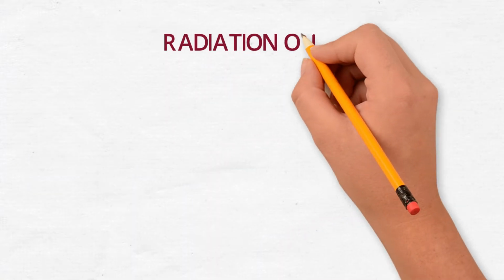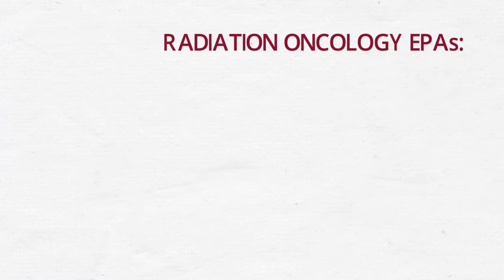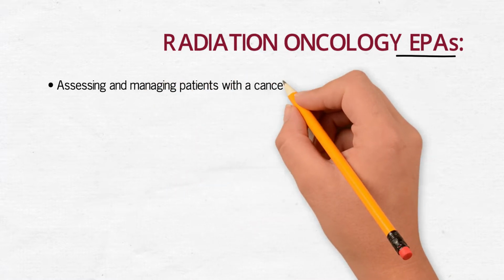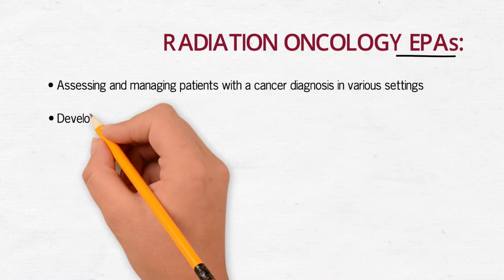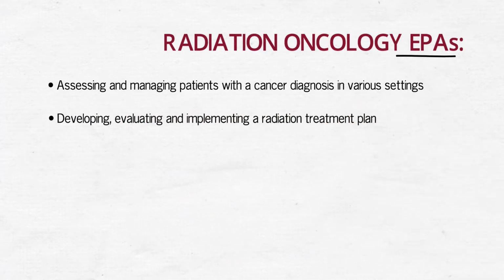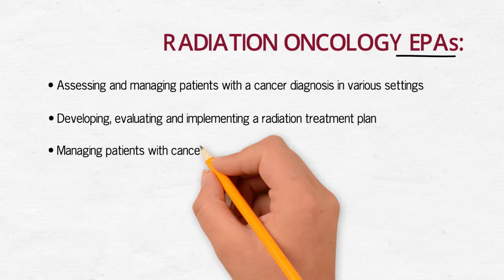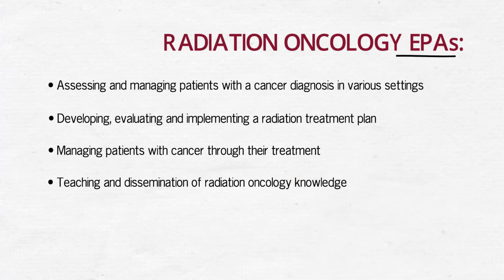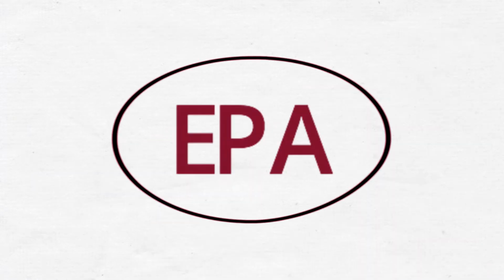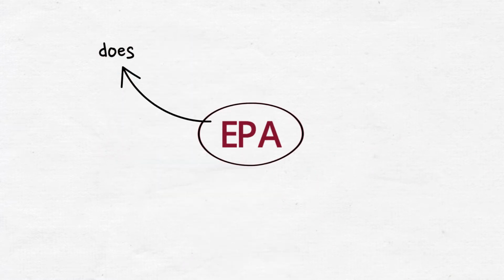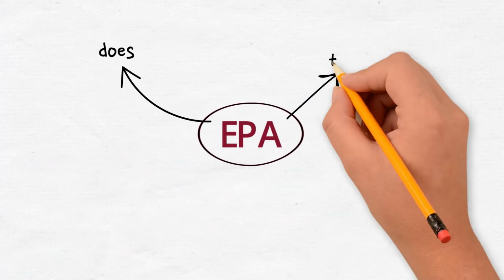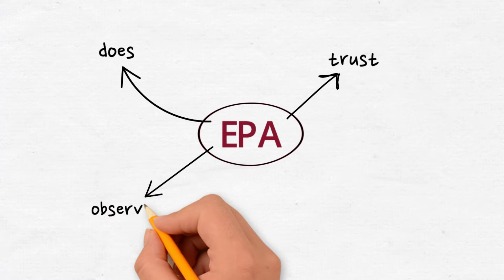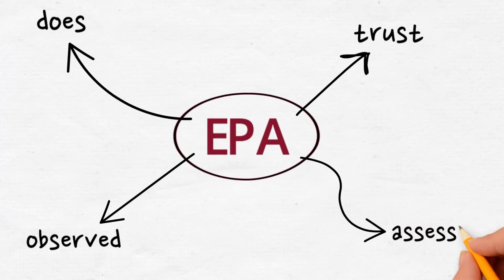Let's review some concrete examples. These are some EPAs for radiation oncology. Assessing and managing patients with a cancer diagnosis in various settings. Developing, evaluating, and implementing a radiation treatment plan. Managing patients with cancer throughout their treatment. Teaching and dissemination of radiation oncology knowledge. Each EPA is a unit of work and outlines something a radiation oncologist actually does. You could also imagine your resident being trusted to function independently for each of those activities, and so it's something on which a learner could both be observed and assessed.